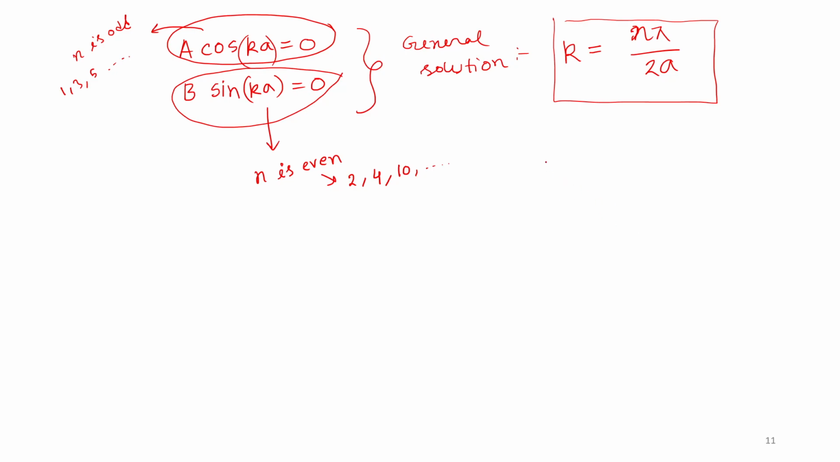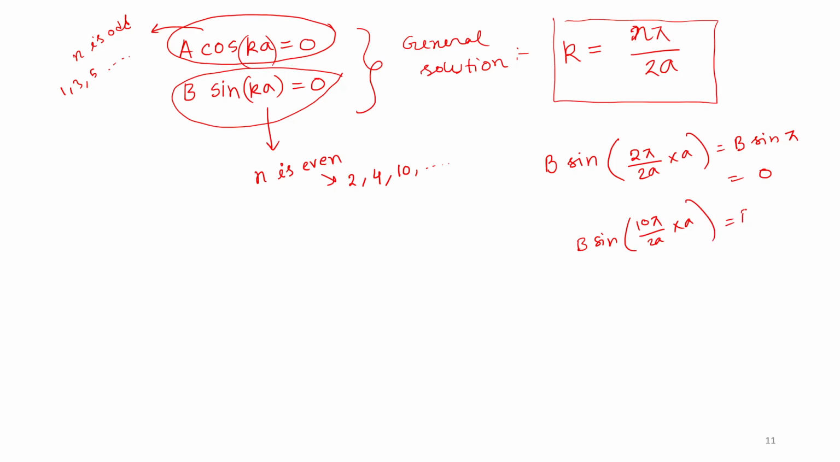Okay. So now suppose you are taking 2, so b sine 2 pi by 2a into a is how much? B sine pi. What is the value of sine pi? That is 0. So it is going to be 0. Now instead of 2, if you take 10 here, b sine 10 pi by 2a into a, you are going to get b sine 5 pi. Again, any n pi for sine you are going to get 0, right? So again you are going to get 0.